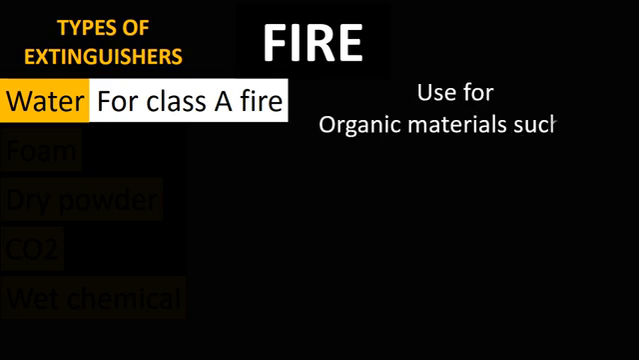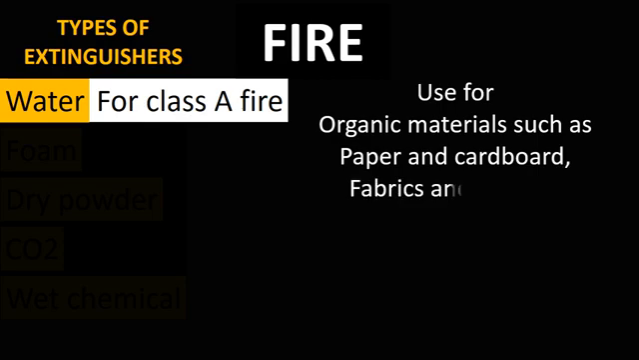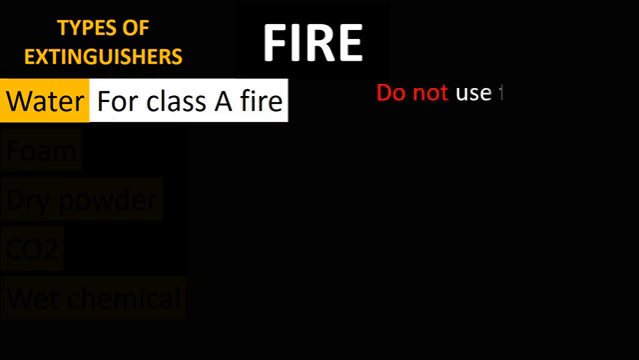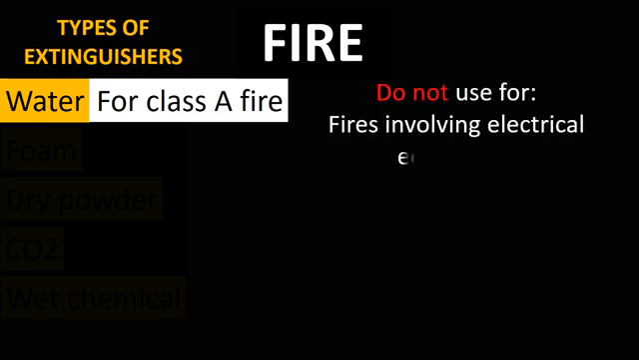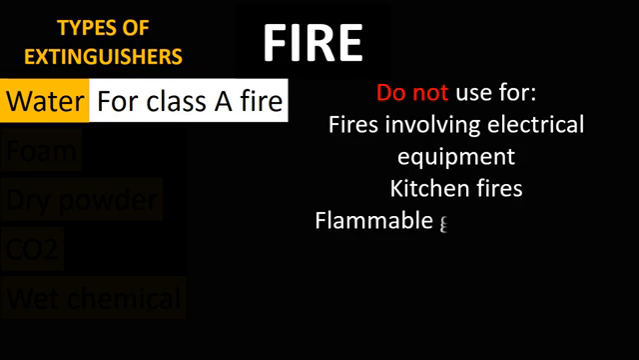Water type fire extinguishers are used for organic materials such as paper and cardboard, fabrics and textiles, wood and coal. Do not use water type fire extinguishers for fires involving electrical equipment, kitchen fires, or flammable gas and flammable liquids.